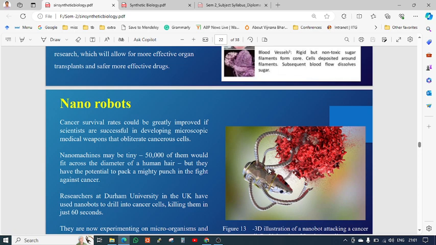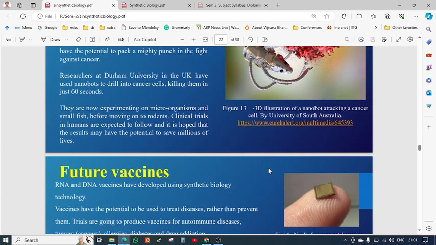Then nanorobots, which are also a future aspect of synthetic biology. Cancer can be cured with the help of nanorobots. These robots are very small, at nanoscale, and can cure any type of disease like cancer once implemented in your body. We have seen these kinds of ideas in Hollywood pictures. This is not so far away now. It is like a movie, but after 10 or 20 years, this may be reality, in the near future.